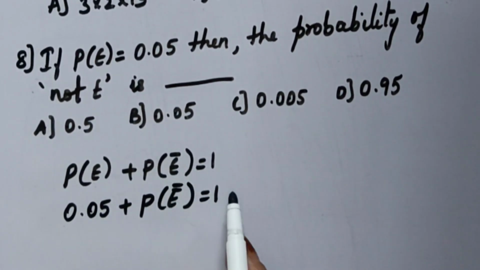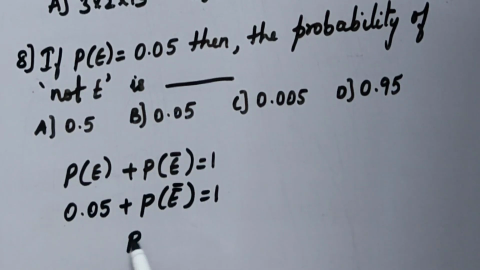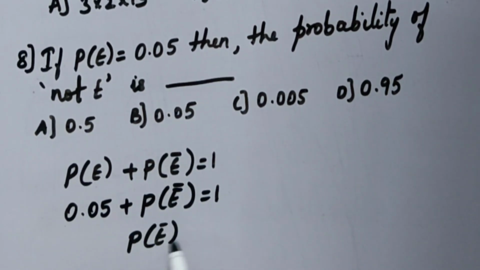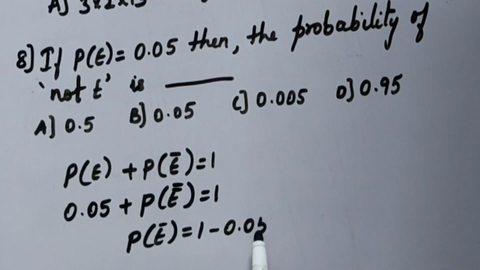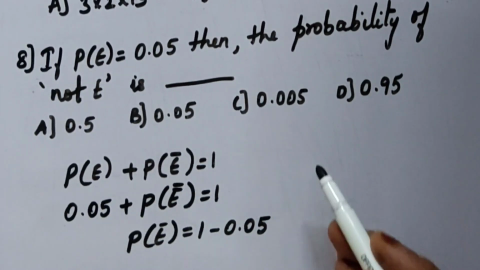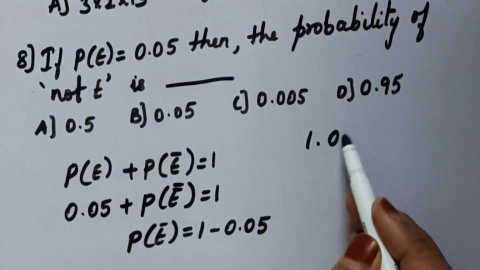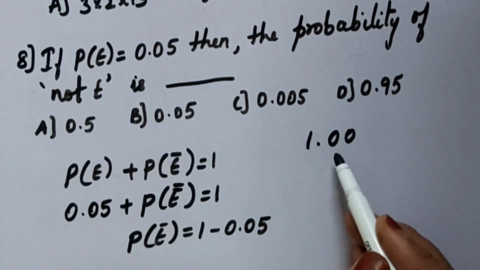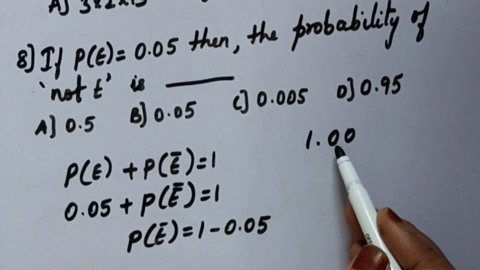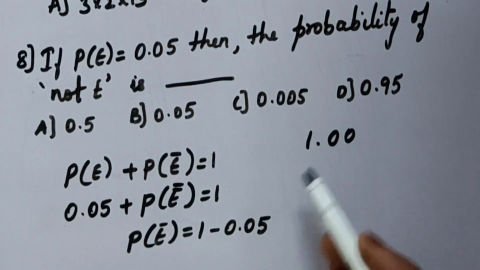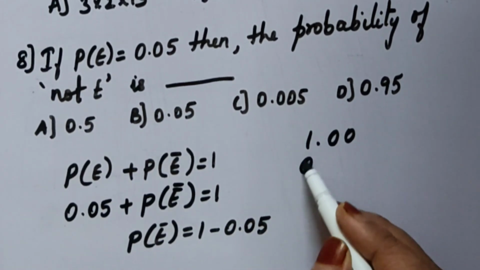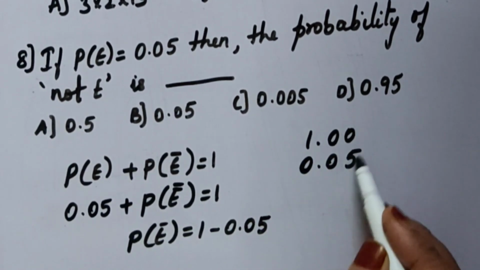So we'll shift this to the right hand side. P of not E is equal to 1 minus 0.05. How are we going to subtract this? For 1, we'll just write 2 zeros because after the decimal, zeros have no value. Okay. Now the next number is 0.05.